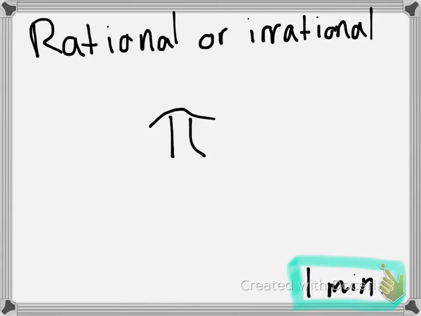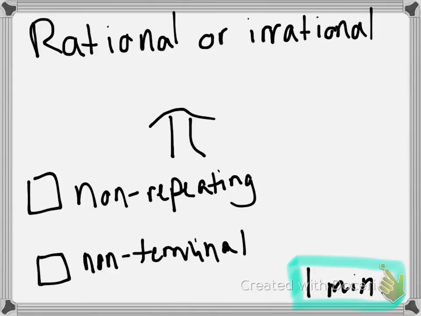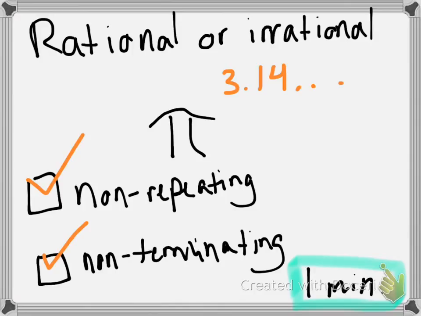Rational or irrational. If you remember correctly, there's two things it has to be for it to be irrational. It has to be a non-repeating number and a non-terminating number. Pi is 3.14 blah blah blah, and it goes on forever. So since it goes on forever, that means that it is non-terminating. At no point in the number pi does it repeat, so that's also non-repeating. Therefore, pi is irrational.